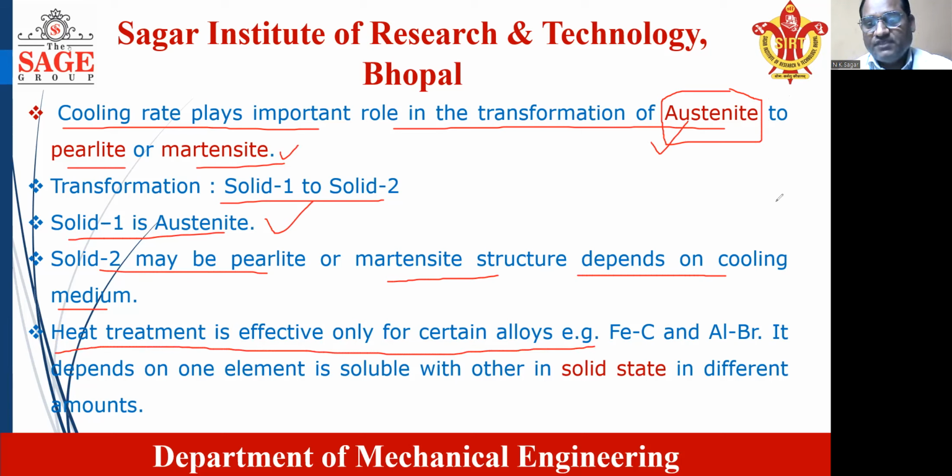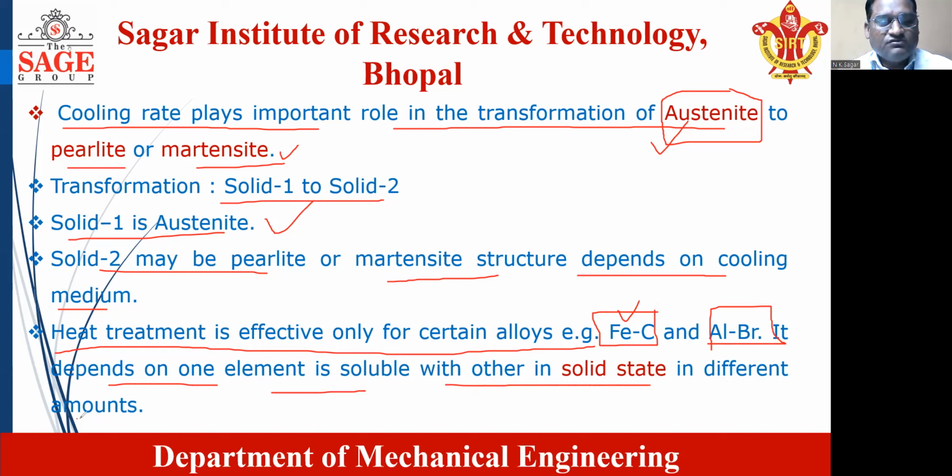This is very important. Fe-C means iron and carbon, which is the alloy known as steel. So we can apply the heat treatment process for iron and carbon, that is steel, and aluminum and bronze alloys. It depends on one element being soluble with the other in the solid state in different amounts.